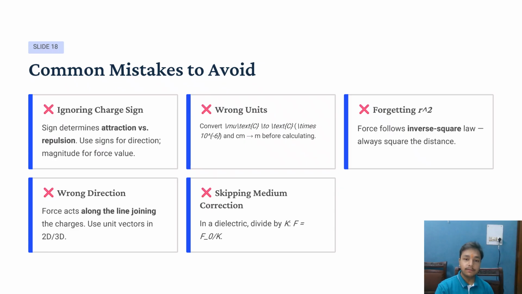Then wrong units. We must always convert mu, that is the microcoulombs, to coulombs by multiplying by 10 to the power minus 6, okay, and centimeter to meters for the radius before calculating. Also, we must know that the force follows the inverse square law, so we must always square the distance, okay. Now wrong direction. So the force acts along the line joining the charges, so we must use the unit vectors whether in 2D or in 3D. Now skipping medium correction. So in a dielectric we must divide by K. So the force is given by F naught by K, that is the dielectric constant of a medium.